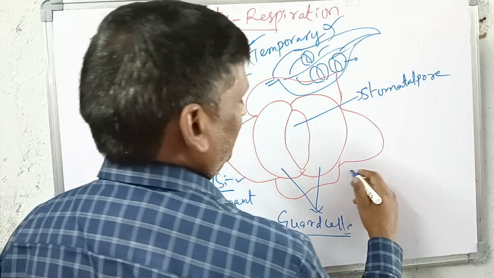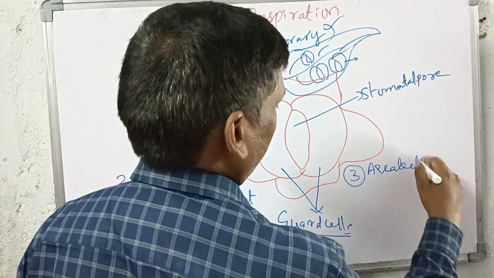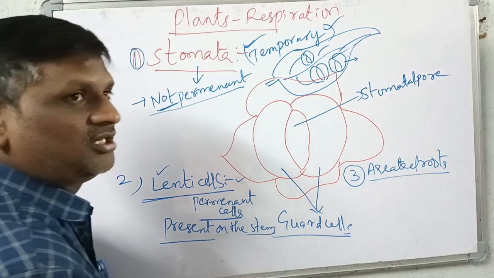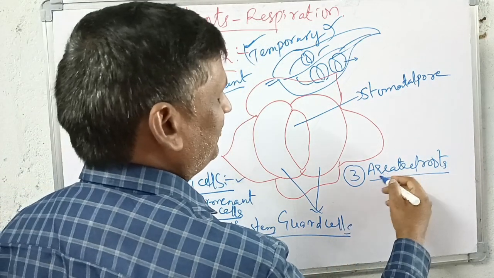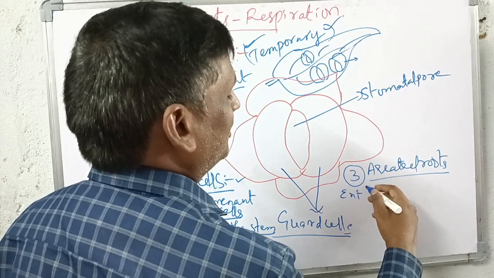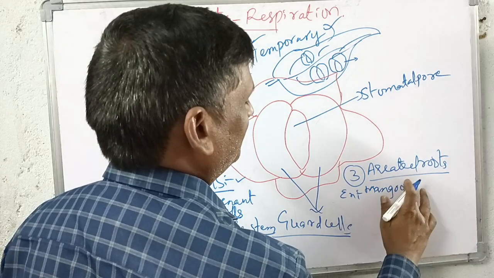And third one, plants also respire through the aerated roots. The third type of respiration is aerated roots. If we can observe, aerated roots example generally we can observe in the mangrove plants. So where can the mangrove plant grow?